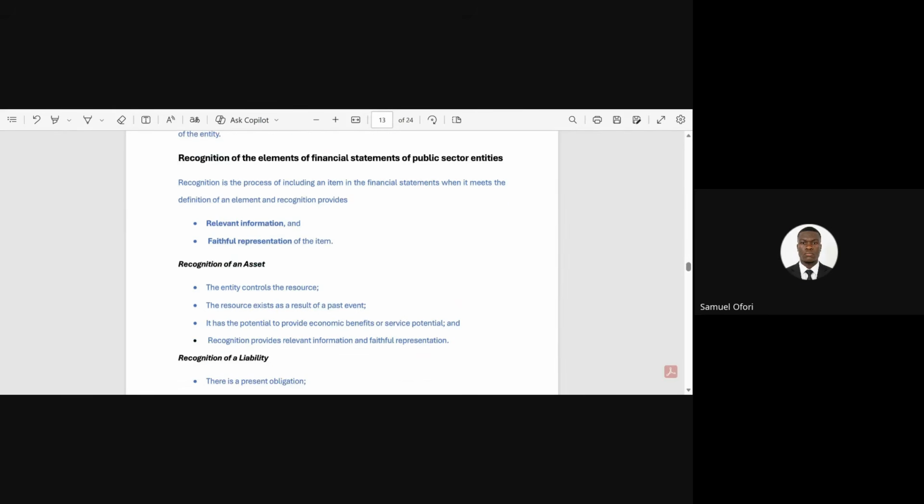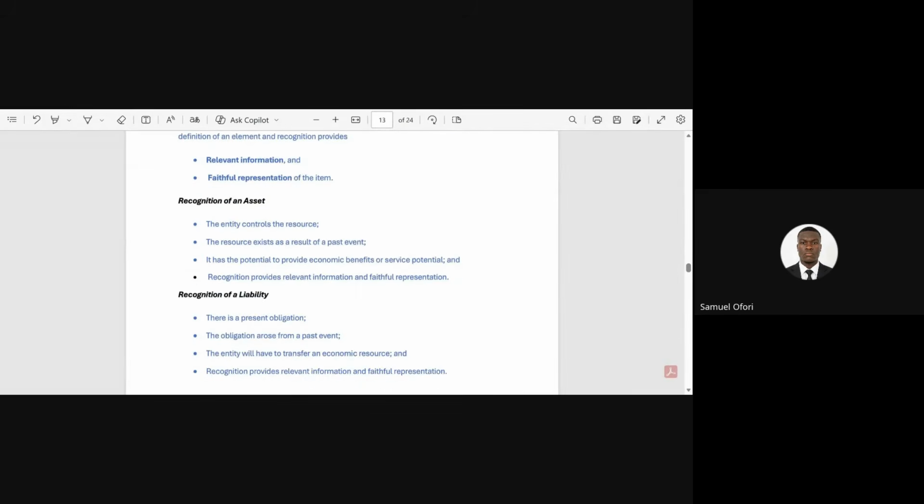All right, so let's move on to the recognition criteria for a liability. You recognize a liability if there is what? A present obligation. If you owe someone now, I'm owing someone 1,000 cedis now, so I have a present obligation. The obligation arose from what? A past event. That means yesterday I took the 1,000, so the past event is yesterday, and presently I have an obligation to pay the person.